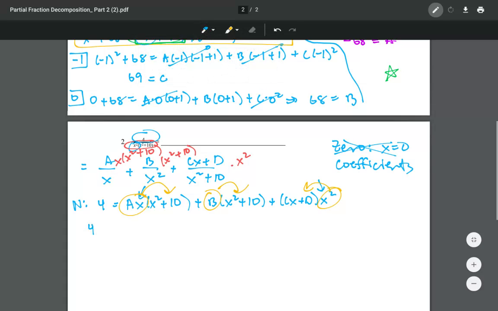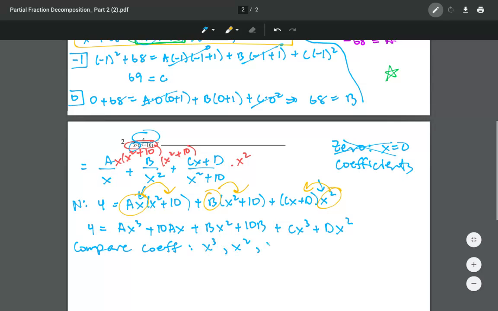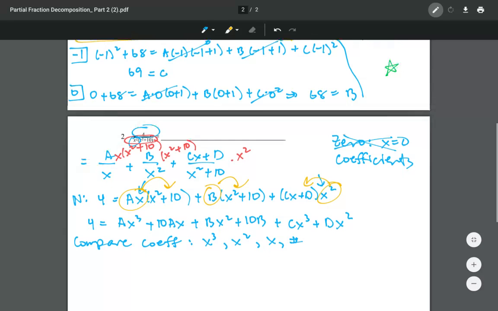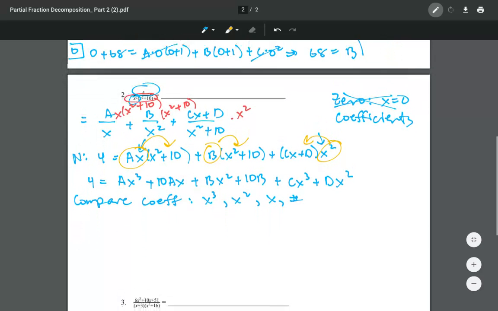Okay, nothing to do on this side, so still a 4 there. Ax times x squared, so I get ax cubed plus 10ax, plus moving on to the second term, bx squared plus 10b, plus distribute that x squared on the right, I get cx cubed plus d x squared. Now I'm ready to compare coefficients. And I noticed that I've got as my highest degree x cubed, so I need to compare x cubeds, x squareds, x's, and constants.